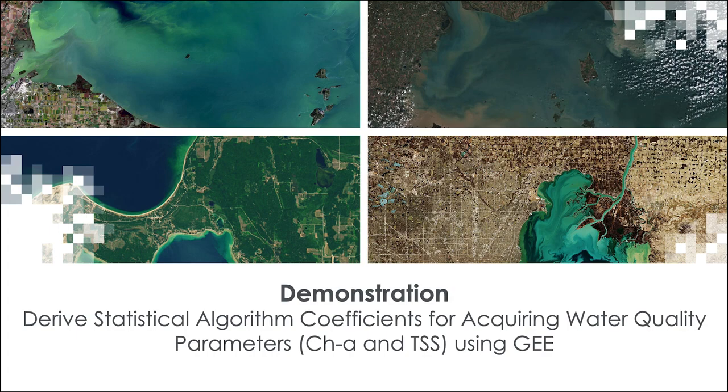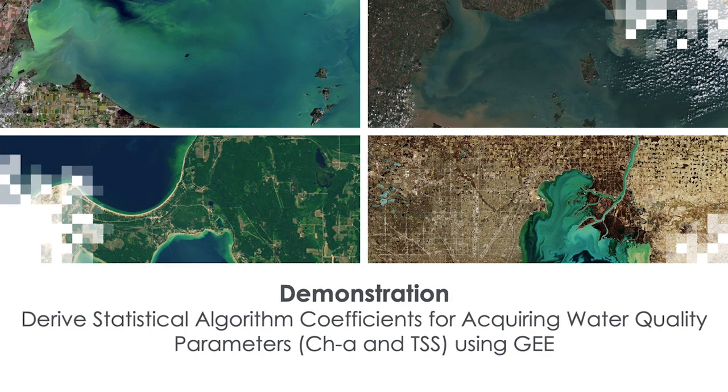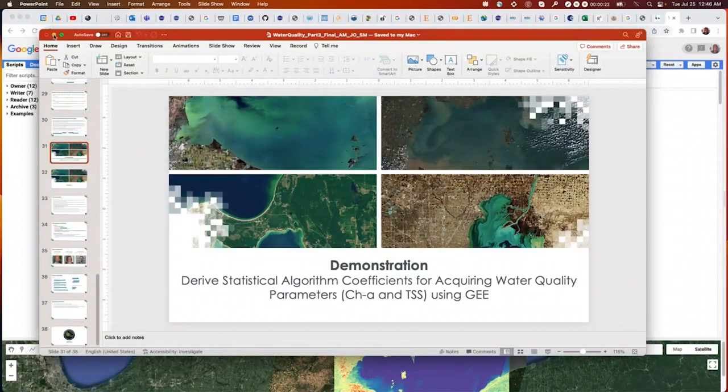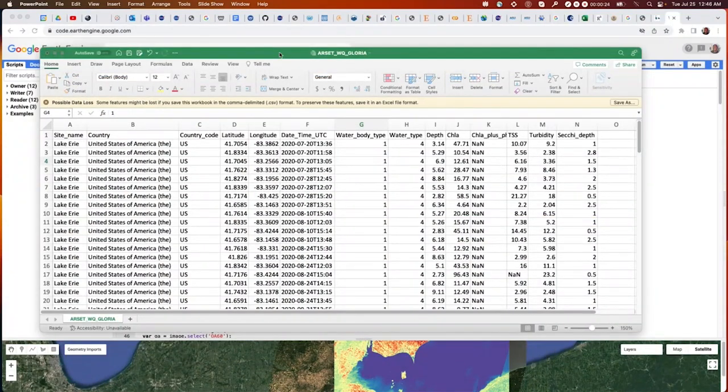Sure. Well, thank you, Mita. In today's demonstration, I'll be showing how to derive statistical algorithm coefficients for acquiring water quality parameters, specifically chlorophyll A and total suspended solids, using Google Earth Engine. The first part of this demonstration will be showing how to take a spreadsheet, in this case a CSV file or comma separated values file, and bring this into a GIS so that we can create a shapefile and then bring that as an asset into Google Earth Engine to do some analysis.